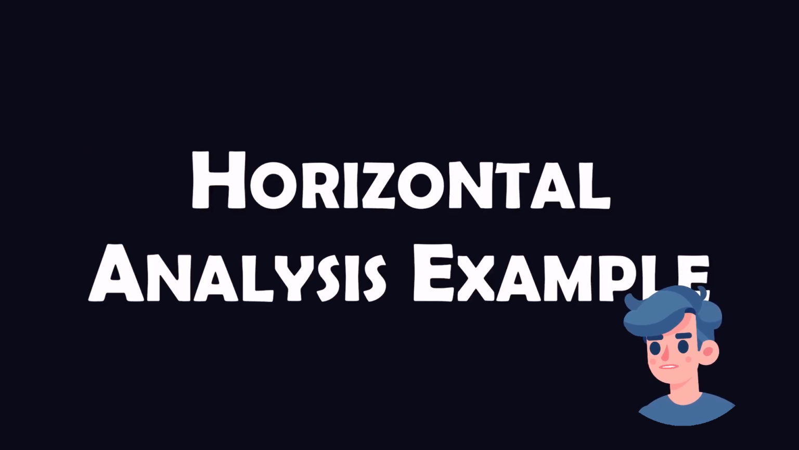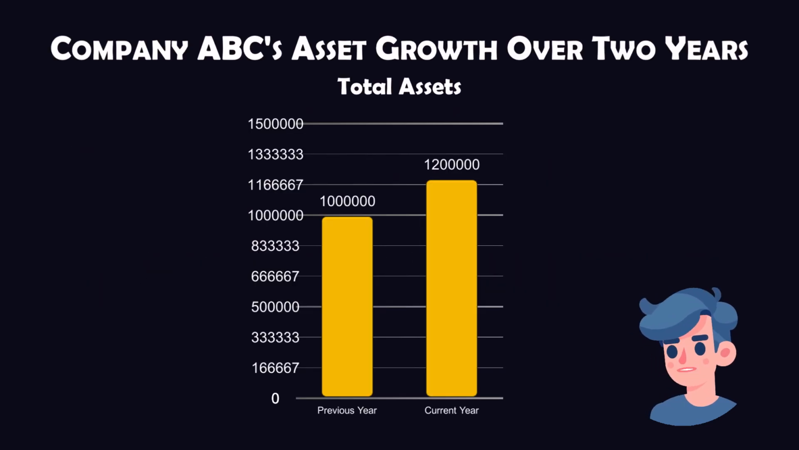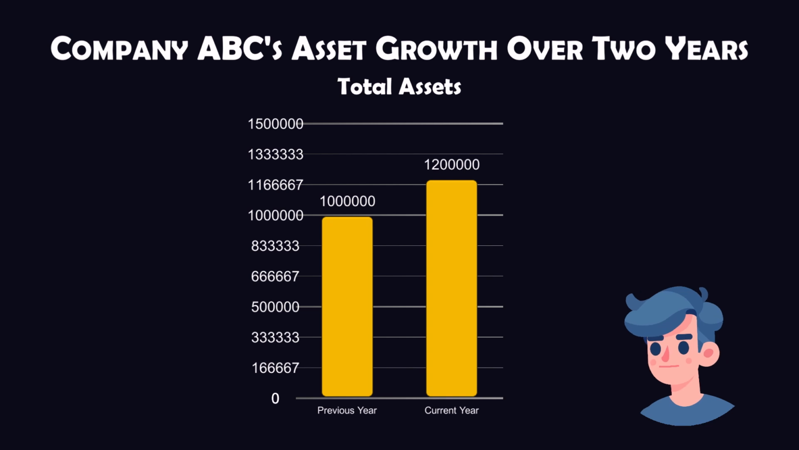Let's visualize a horizontal analysis. Suppose company ABC's total assets were $1 million last year and $1,200,000 this year. This produces a 20% increase.